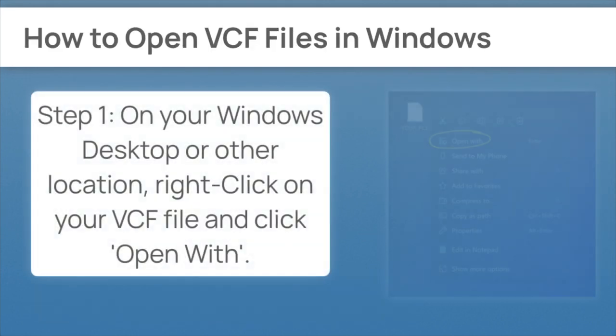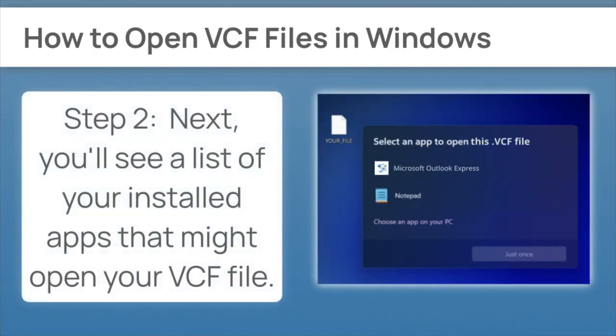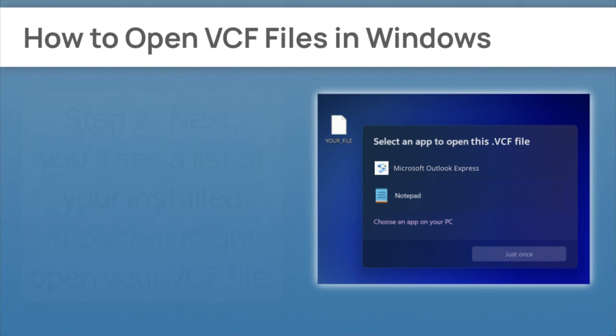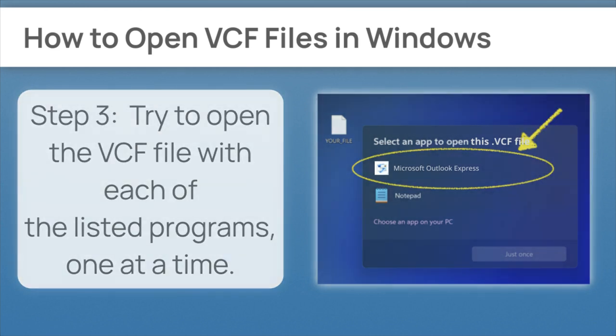Your most critical first action is the file association test. Right-click the VCF file and choose Open With. If Microsoft Outlook Express is on your machine, test it. If not, choose another program. We must find the right software.